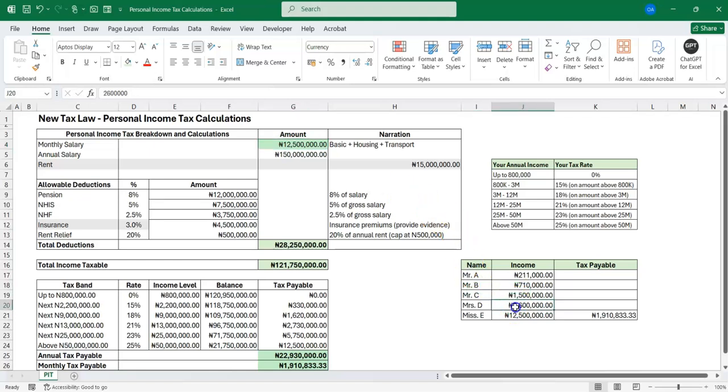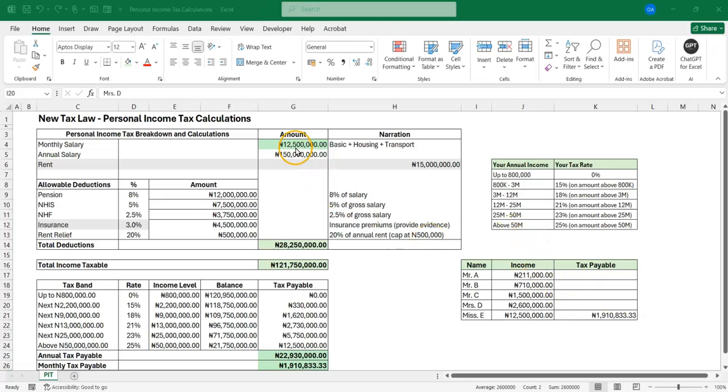So we'll come to the next person that earns 2.6 million naira monthly. So Mrs. D earns 2.6 million naira monthly. She belongs to these categories of people that earn between 25 million naira to 50 million, and that is where Mrs. D belongs. So let's calculate our own annual tax liability and see it.